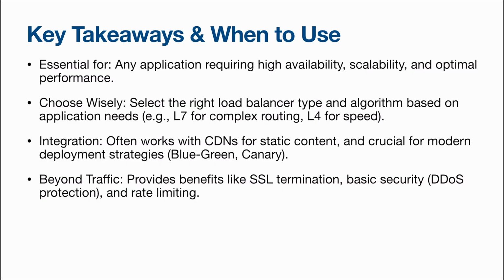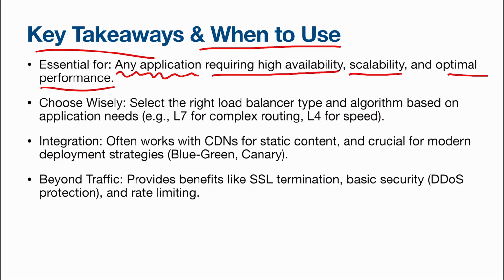So what are the key takeaways and when to use? Load balancing, as you can see, is essential for distributed systems. In case we have applications where we require high availability, scalability, and optimal performance, load balancing is something that is very necessary. The load balancing can be applied on caches, on DBs, and other data related systems as well. Then we need to choose wisely which load balancers we use, selecting the right load balancer type and algorithm based on the application needs.